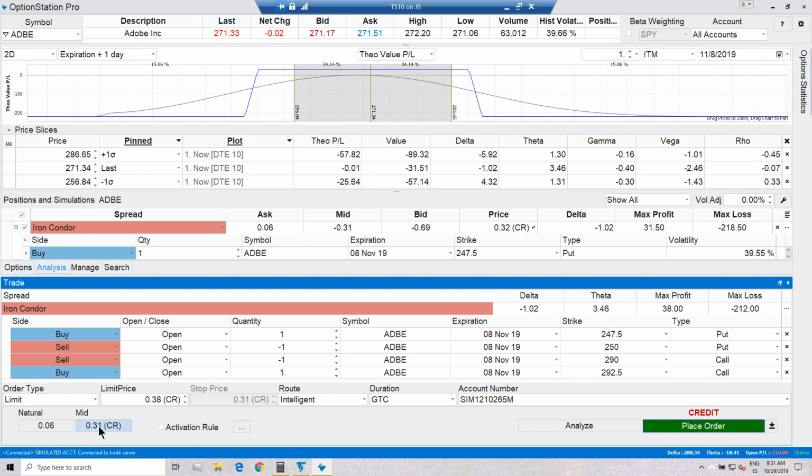Right now I got 31. So I'm not going to get filled immediately, but if later during the day I do get 38, I will get filled. So I am entering a day order. If I don't get filled during the day, the order will expire automatically. I am entering a day order with 38 cents to get into this iron condor.